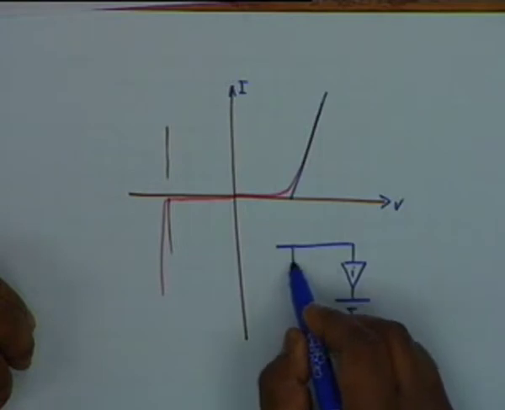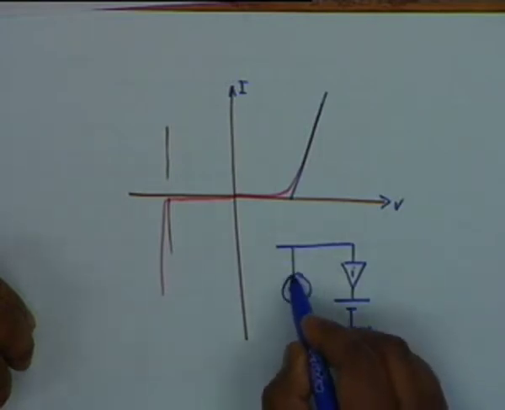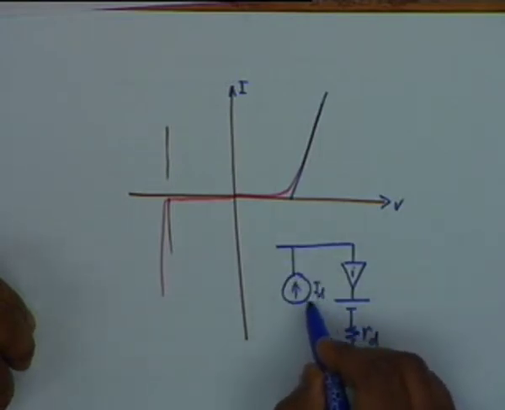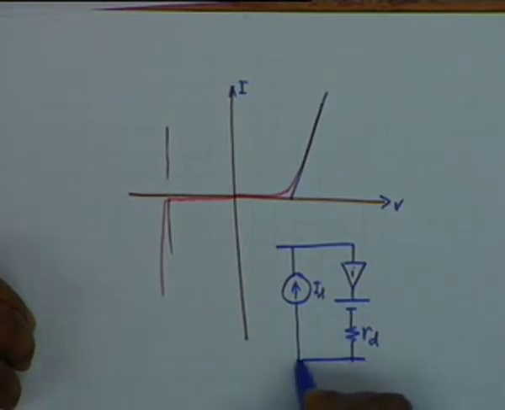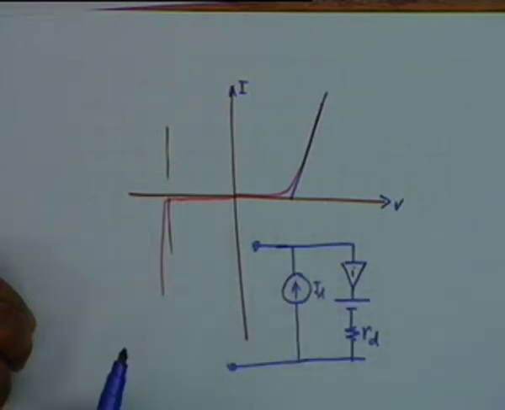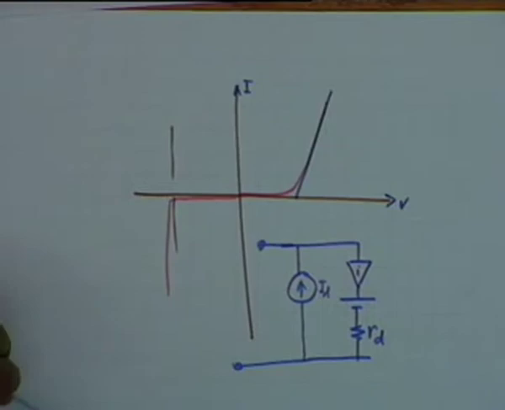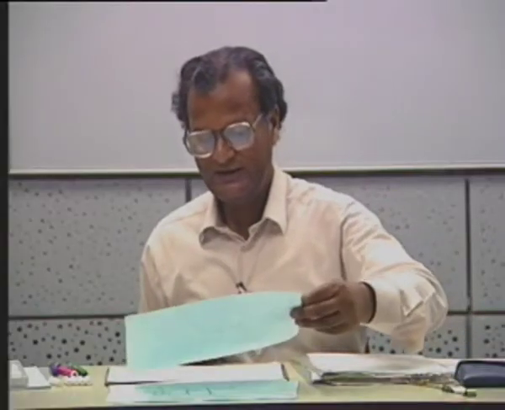And then if you want the reverse saturation current also to be taken into account, you connect a current source, and this is the linear equivalent circuit of a diode. Most of our practical diode circuits can be analyzed in terms of this equivalent circuit. Before we take a Zener, let me take one or two examples.